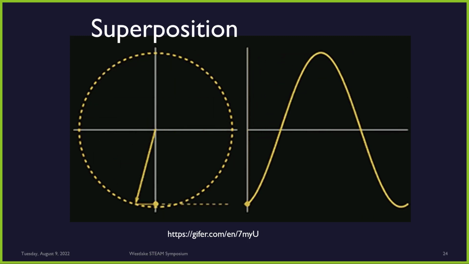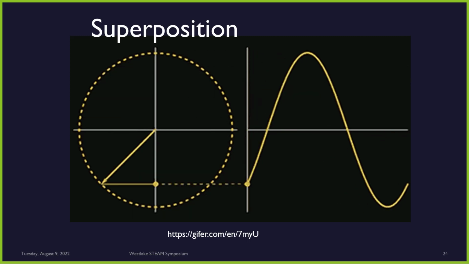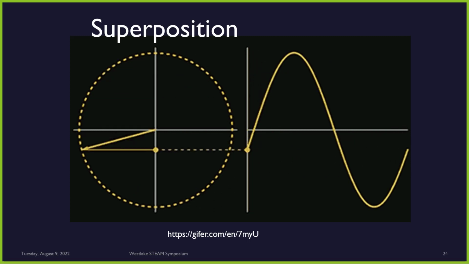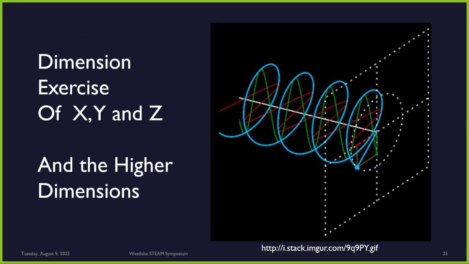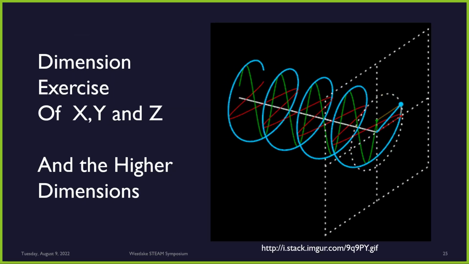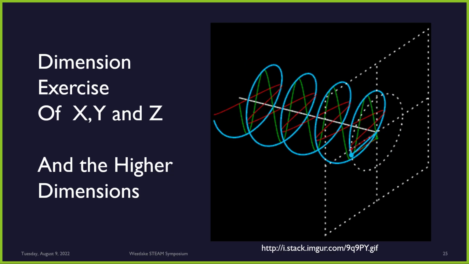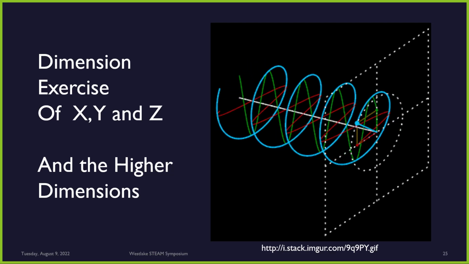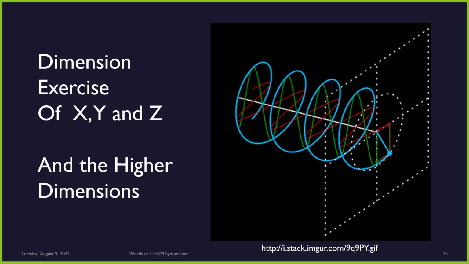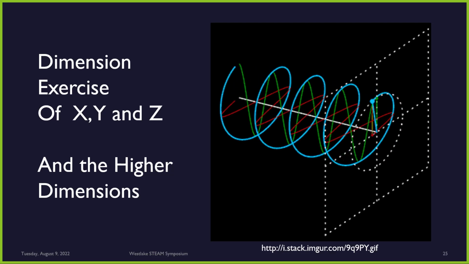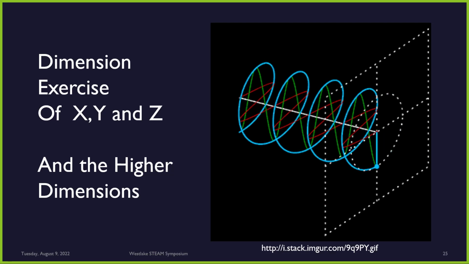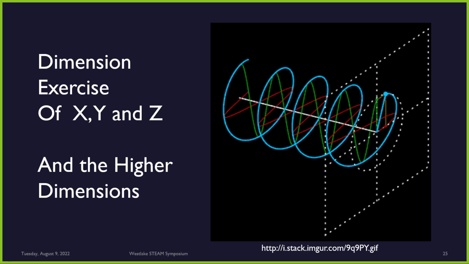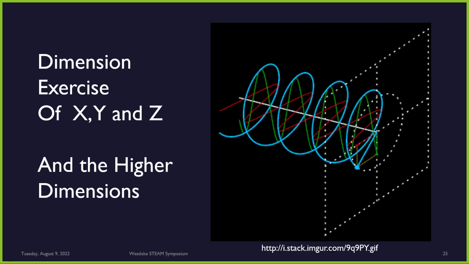Let's do a dimension exercise of x, y, z, and the higher dimensions. Stand up. Your body is the z-axis. Put your left arm straight out at a right angle to your body. That is your x-axis. Now put your right arm straight ahead of you. That is your y-axis. You are in 3 dimensions there, but there's a 4th dimension, time.